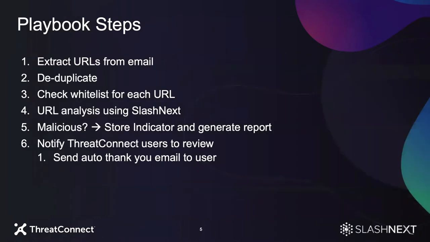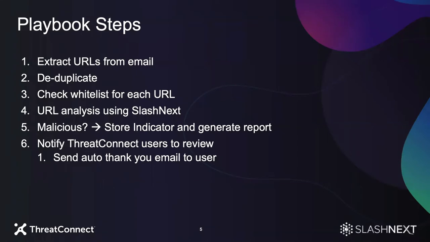Jumping a little bit more specifically into the playbook that we're going to show, these are the high level, kind of the happy path steps that we have in the playbook. The first thing that we're going to do is extract each one of the URLs from the email that we receive. We're going to deduplicate those URLs so that we're only scanning each one once. We're going to check our whitelist or our global exception list within the ThreatConnect platform for each one of those URLs. We don't really have a need to look at them if they are something that we've already whitelisted or made as part of that exception list.